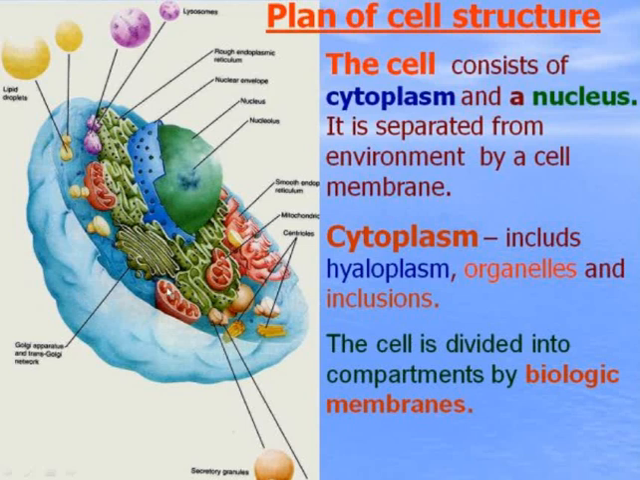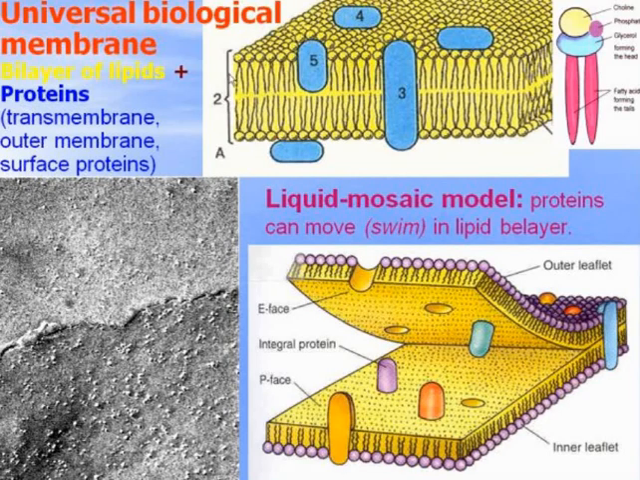Cytoplasm includes hyaloplasm, where organelles and inclusions are suspended. The cell is divided into compartments by biological membranes. The structure of universal biological membranes.